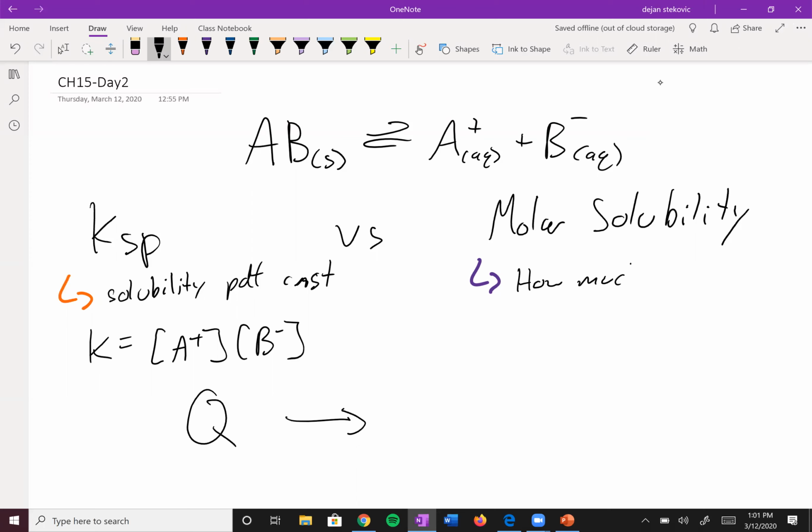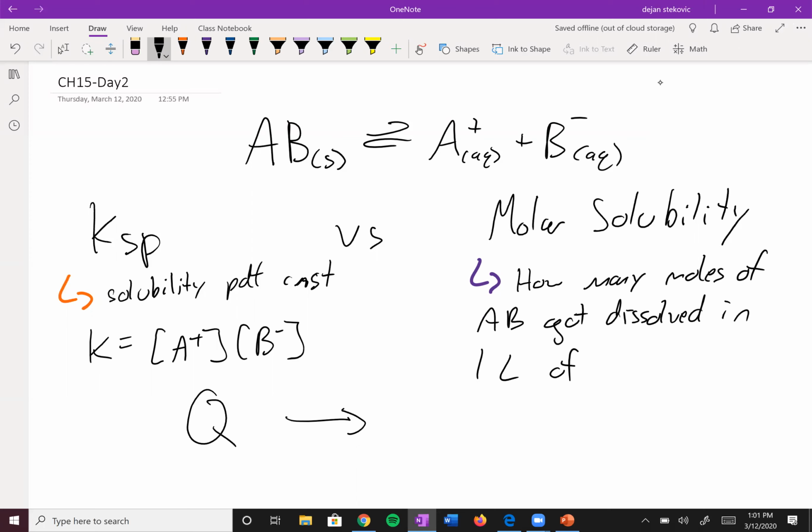How many moles of AB got dissolved in 1 liter of solvent, right? Molar, moles per liter, solubility, dissolving stuff. So they're similar ideas, but they're not the same.